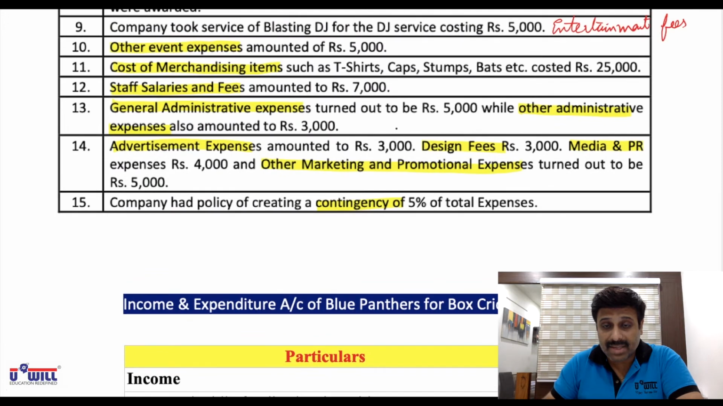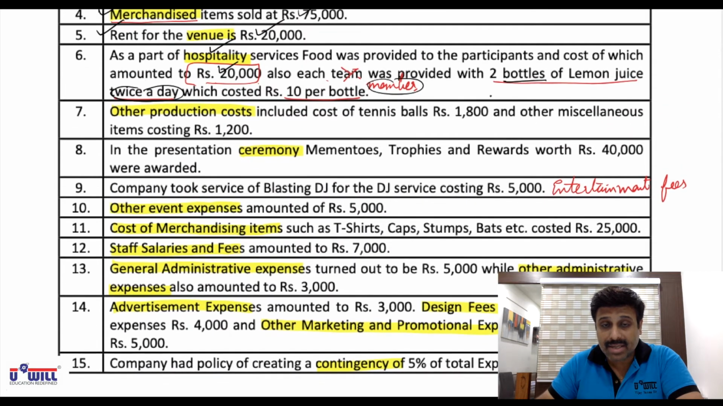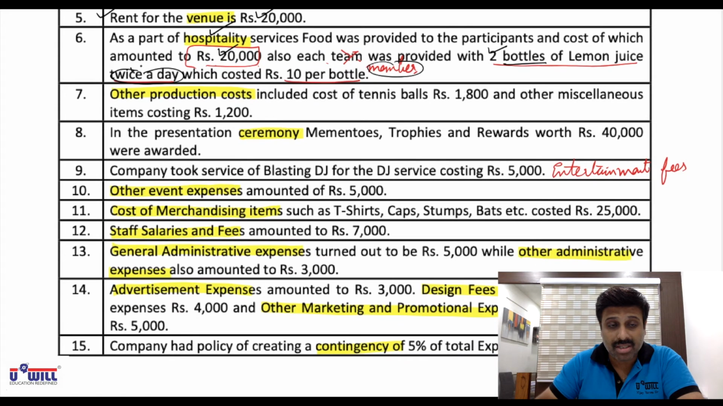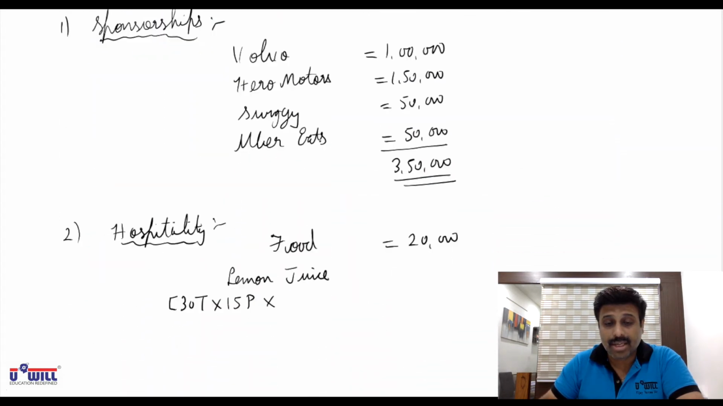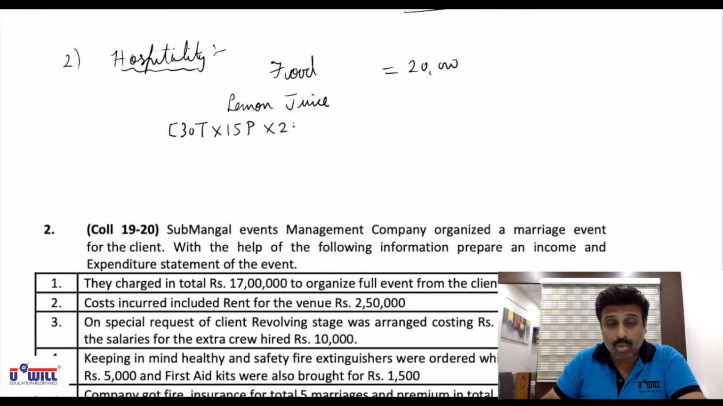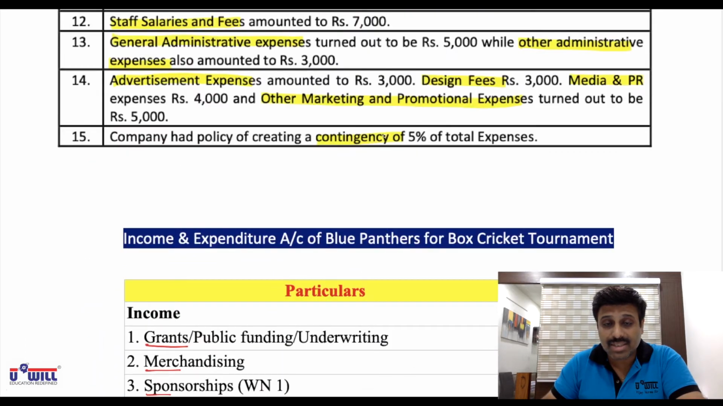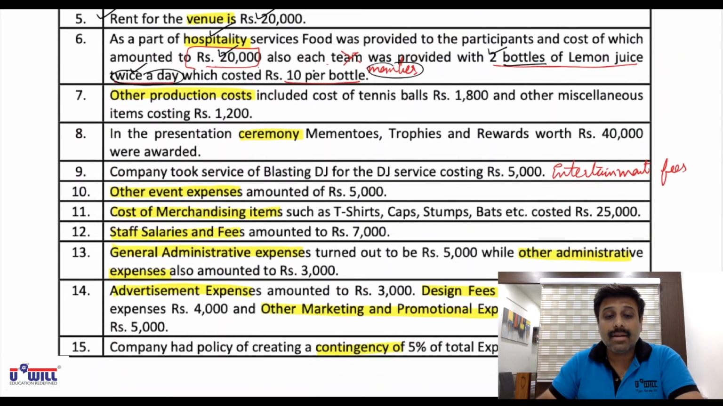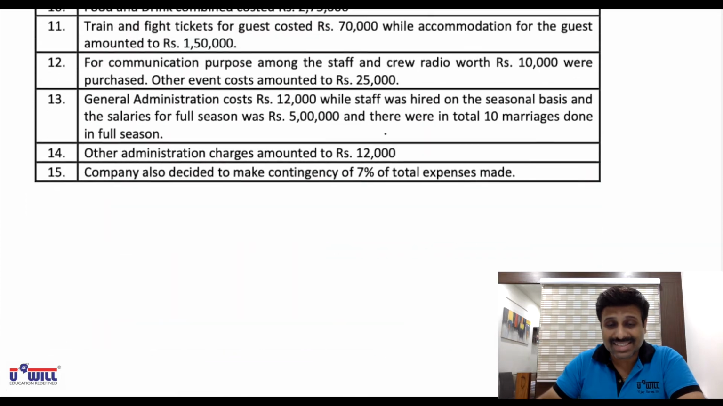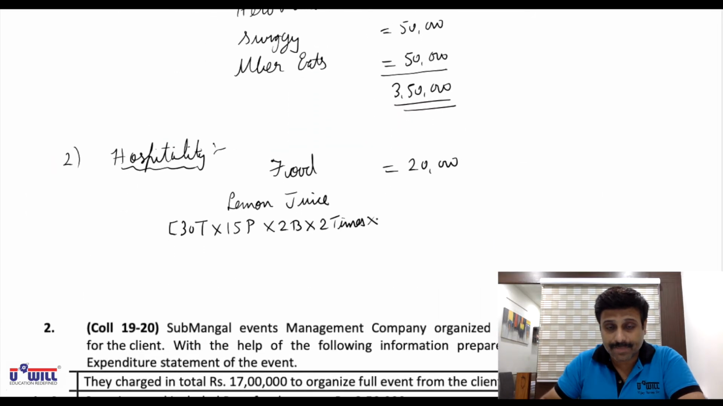Total 450 players are there and each player is provided 2 bottles, 2 times a day. And the cost of each bottle of juice is rupees 10 per bottle. So into rupees 10.